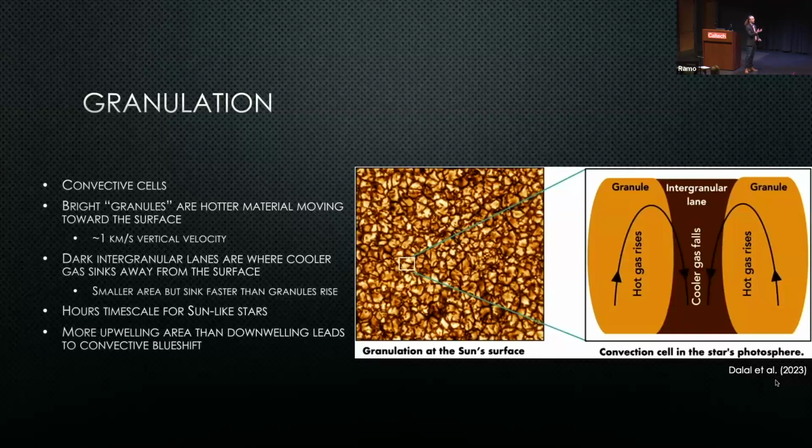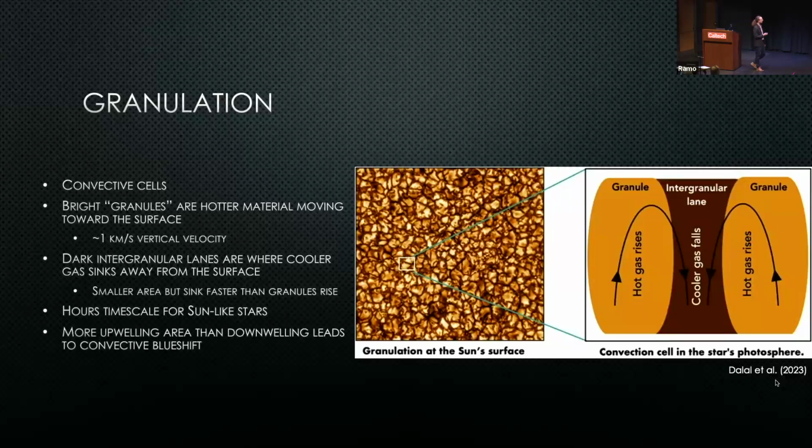The granules are moving up towards the surface with speeds of order kilometers per second. And the intergranule lanes are sinking even faster. On average, we see more of the brighter regions when we take spectra of these stars. And what that means is that we see a net convective blue shift. It looks like the surface of the star is moving towards us a little bit, of order a kilometer per second or so.